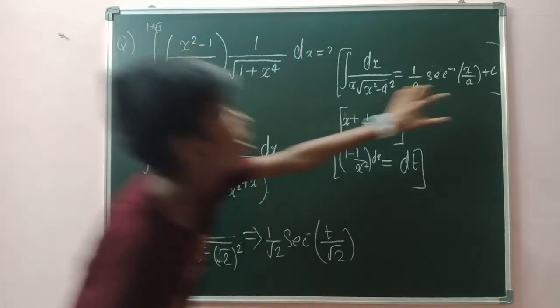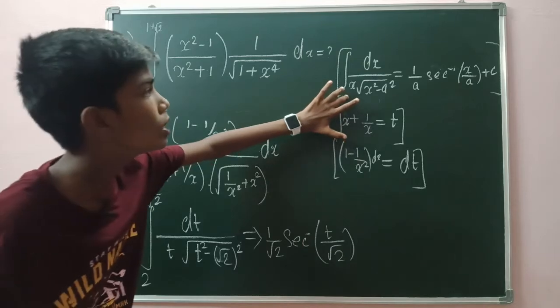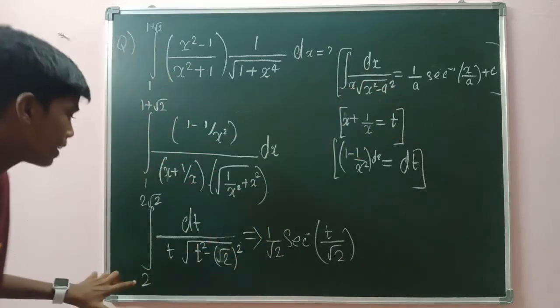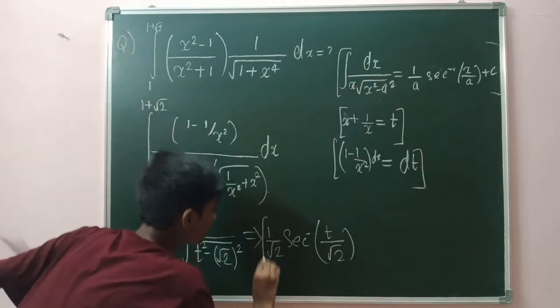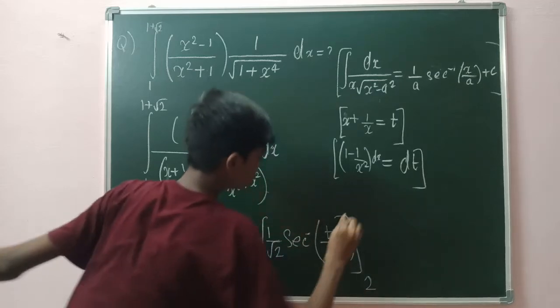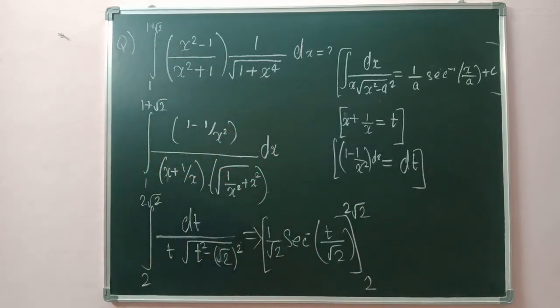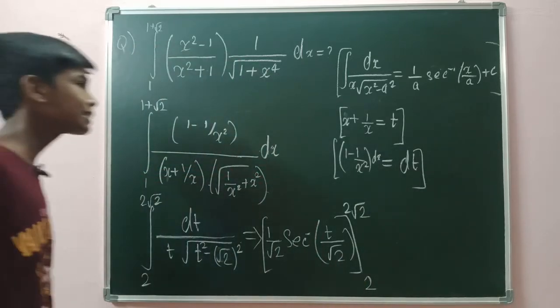Now, don't put plus constant here because this is definite integration. Earlier I had no limit, and that is why I wrote plus constant. But here I am having limits, hence you need to put the limits here, that is from 2 to 2 root 2. Correct? Now it's a very simple task.